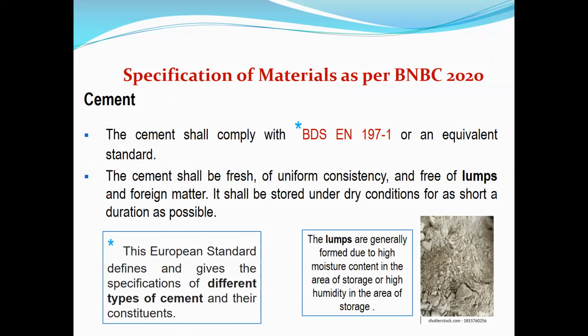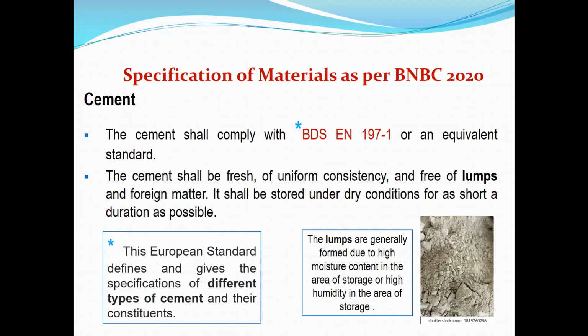The normal cement we use shall comply, according to BNBC 2020, with BDS EN 197-1. This is a European standard which defines and gives the specification of different types of cement and their constituents: normal cement, sulfate resistant cement, and various other types. So the cement used in a feather cement structure should be equivalent to BDS EN 197-1 or an equivalent standard.